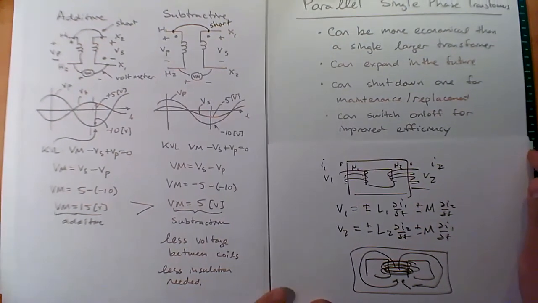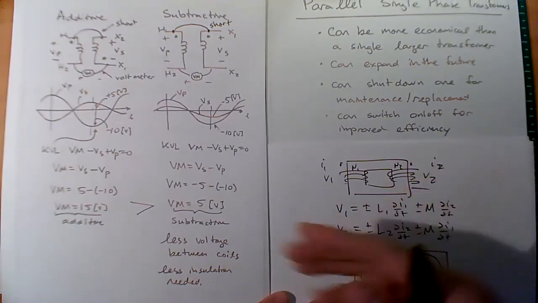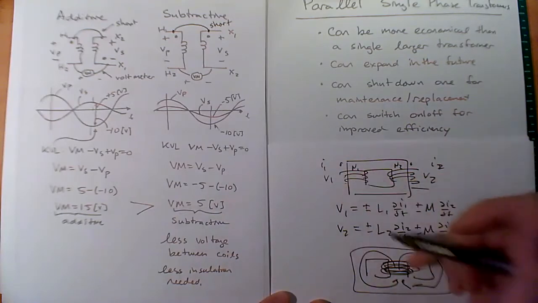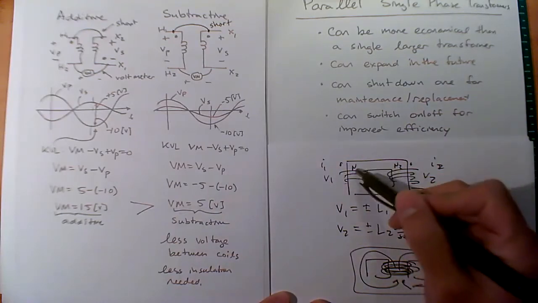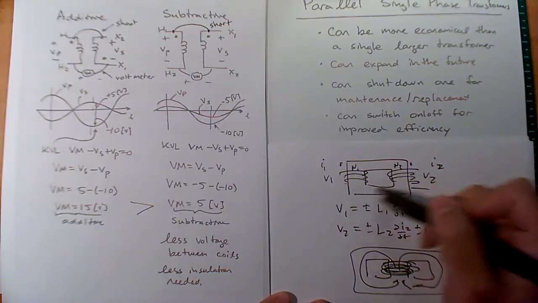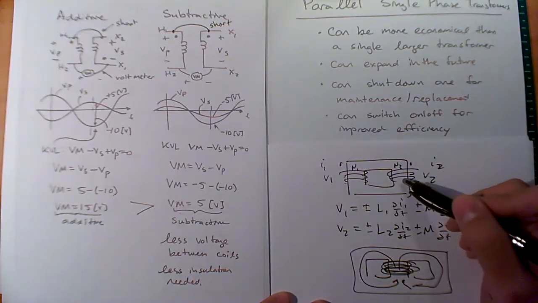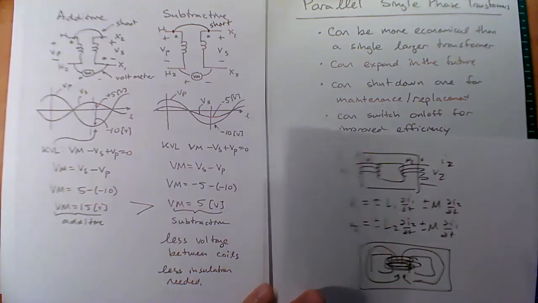And let's say you want to improve your efficiency and maybe you're not transferring as much power. Well, maybe you just take one out so that you're not having to flip all the magnetic poles and domains and deal with all the hysteresis and eddy currents from having all the transformers on. So there's a lot of good reasons to have smaller parallel equipment.